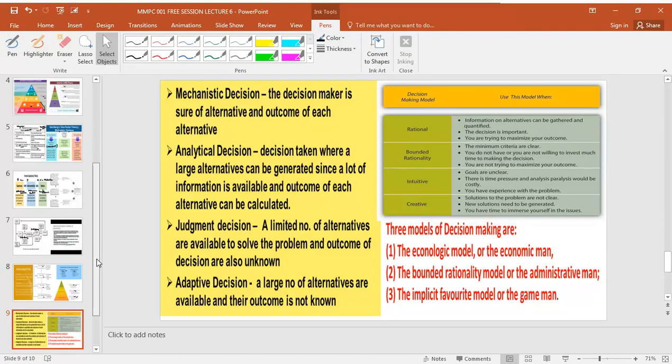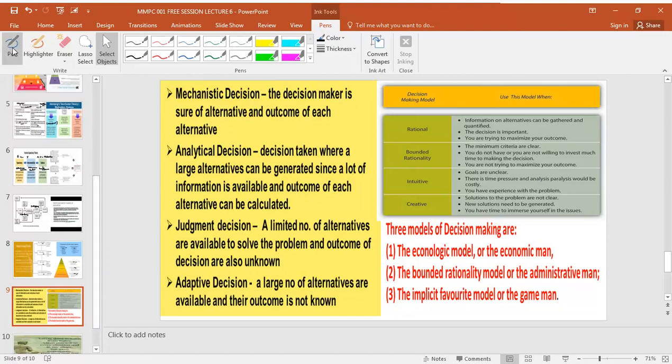Now the last topic, that is there are other sets of decisions. So that is mechanistic decision, analytical decision, judgment decision, adaptive decision. We already discussed the strategic, tactical, and the operative decision, and along with that, we discussed programmed decision and non-programmed decision. Another set of decisions are mechanistic decision. So mechanistic decision means the decision maker is sure of the alternative and the outcome of each alternative. If I am aware of the outcome of the alternative and I'm sure of the alternative, then that type of decision making is coming under mechanistic decision.